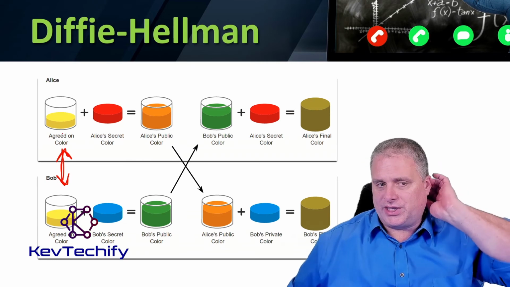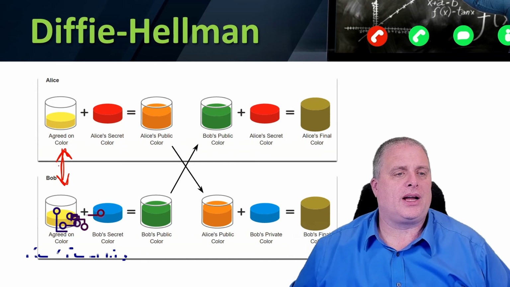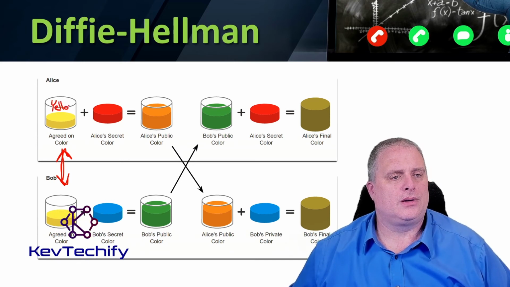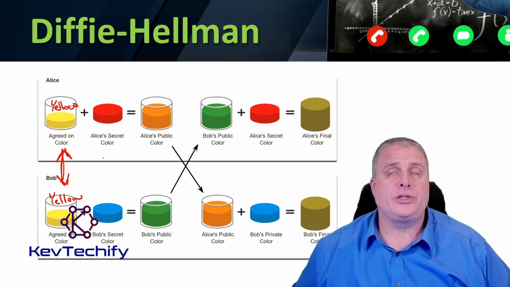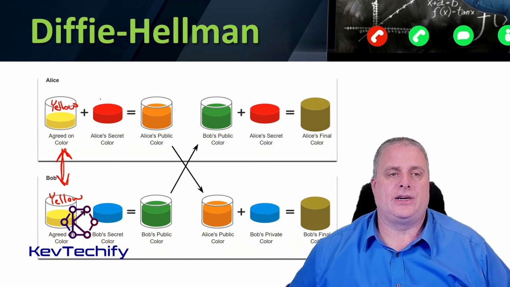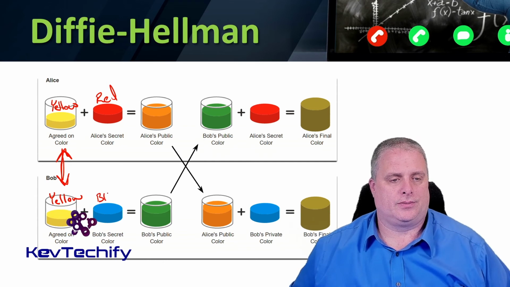What happens with the starting color is Alice and Bob both have a secret color. The agreed upon color here is yellow. Both Bob and Alice agree upon yellow. Bob and Alice also have a secret color. Alice's secret color is red. Bob's secret color here is blue.